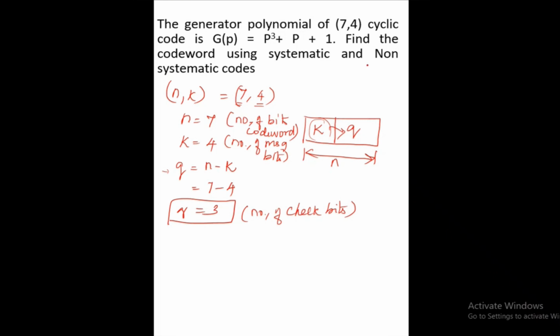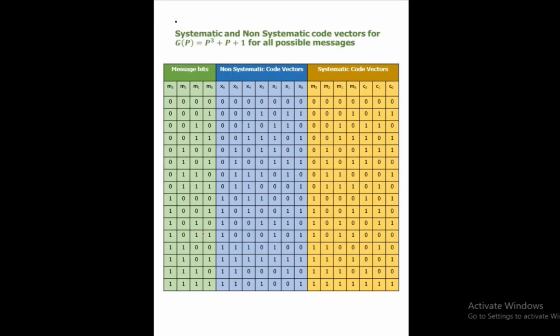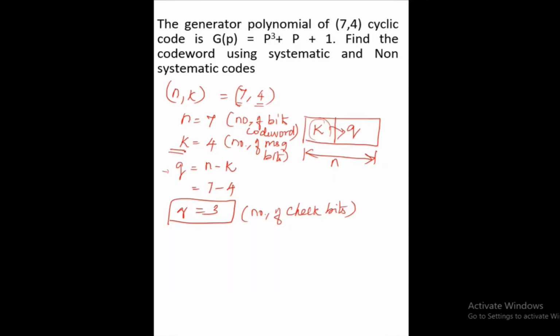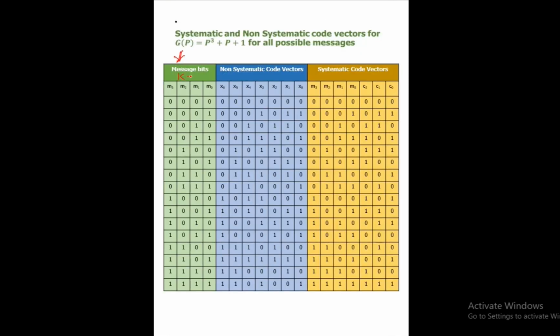Okay, now we will see these methods one by one. First, I will discuss the non-systematic code. For both methods, first you have to prepare a tabulation like this. In your tabulation, your first column is your message bit. According to your question, your number of message bits is 4, so k value is 4.